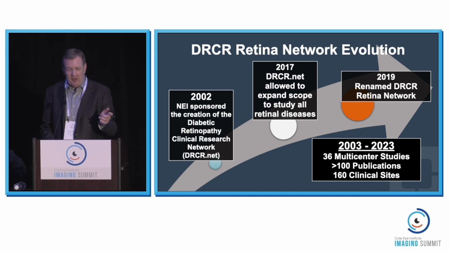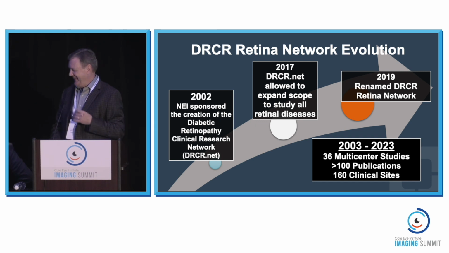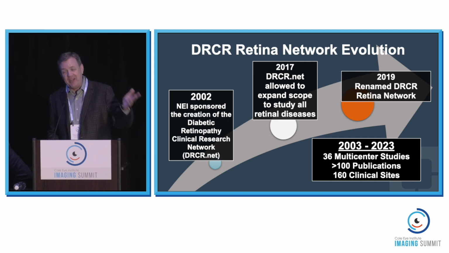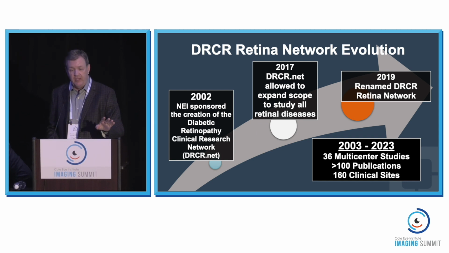That's right. Like JDRF: the Juvenile Diabetes Research Foundation is no longer called that, it's just JDRF. So we are now the DRCR Retina Network. We've conducted a lot of trials, completed 36 of them, with 100 publications.